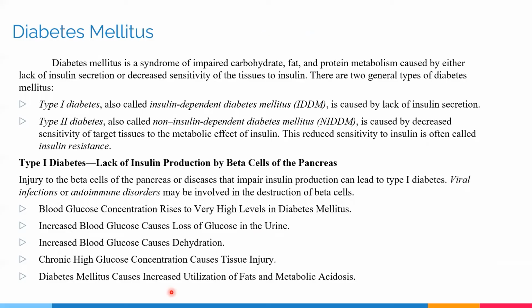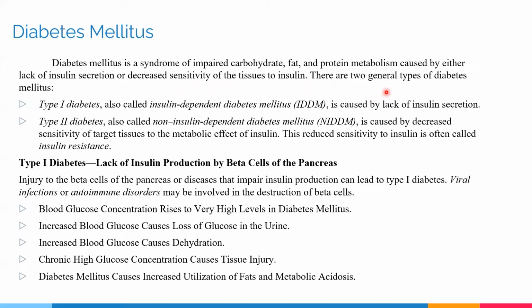After looking into the summary of blood glucose regulation, let us look into the abnormalities or the disease conditions that can arise from abnormal control of blood glucose or secretion of pancreatic hormones. The most important of these include diabetes mellitus. Diabetes mellitus is a syndrome of impaired carbohydrate, fat, and protein metabolism caused by either lack of insulin secretion or decreased sensitivity of tissues to insulin.